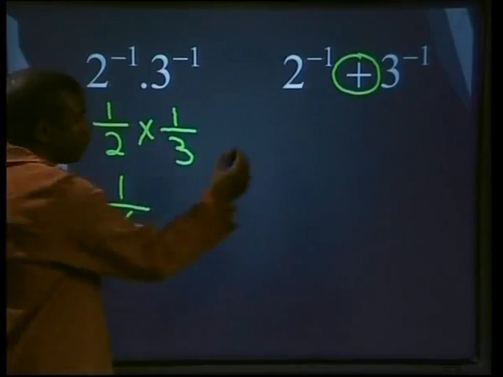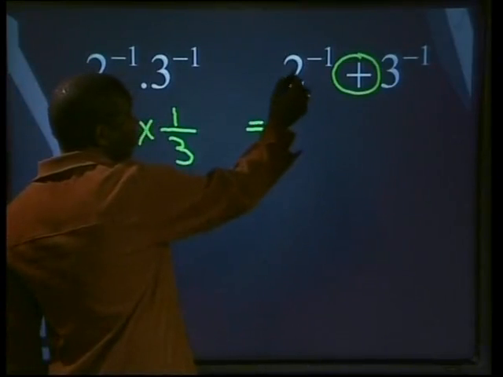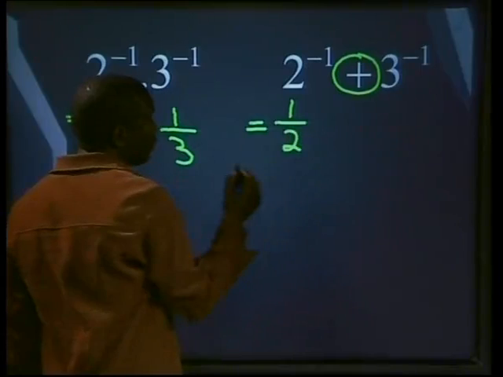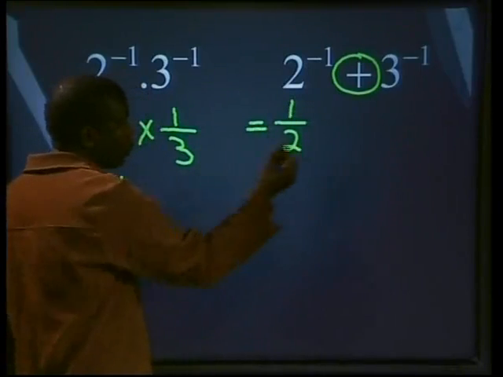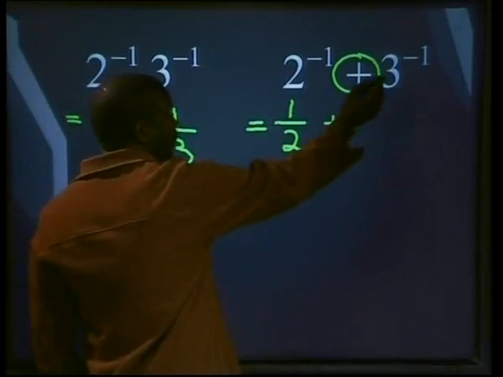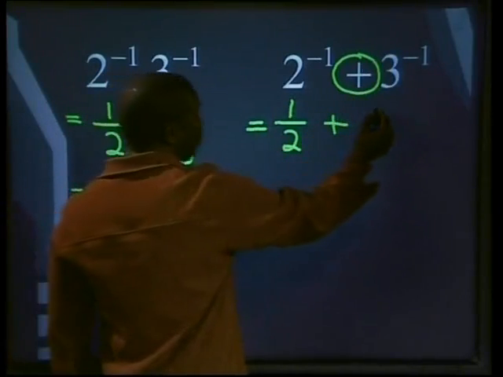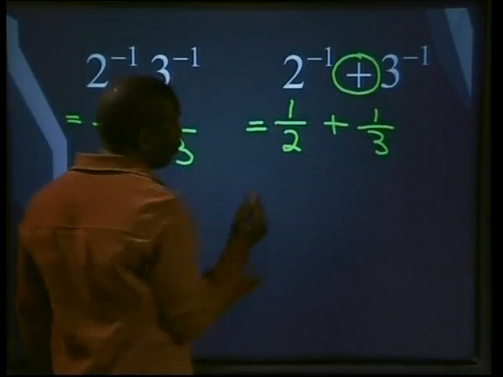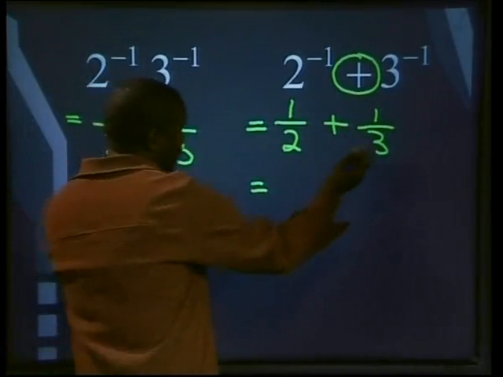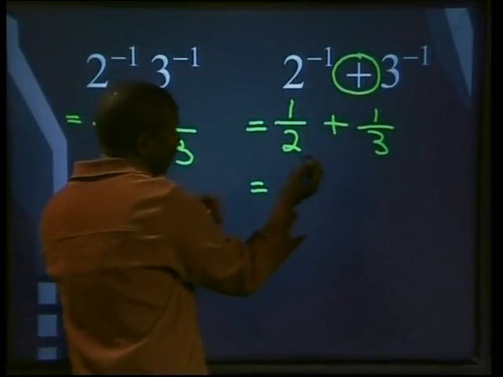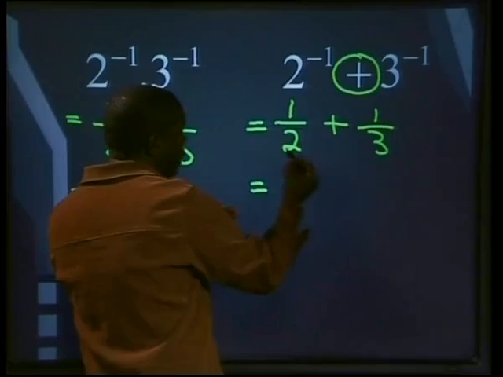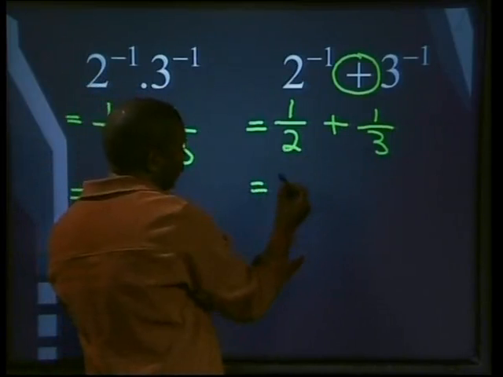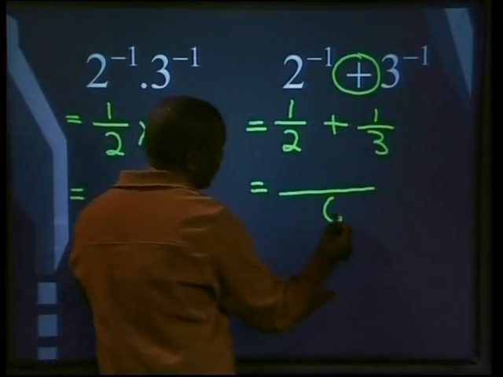Whereas with your addition, we'll have 2 to the power minus 1, which can be written as 1 over 2 to the positive 1, which is the same as 1 over 2, plus 3 to the power minus 1 can also be written as 1 over 3 to the positive 1, which is the same as 1 over 3. In this case, we're not multiplying, we are adding. Therefore, we look for a lowest common denominator between 2 and 3. The lowest common denominator here will be the number 6.